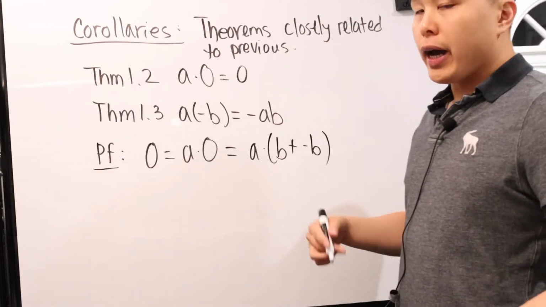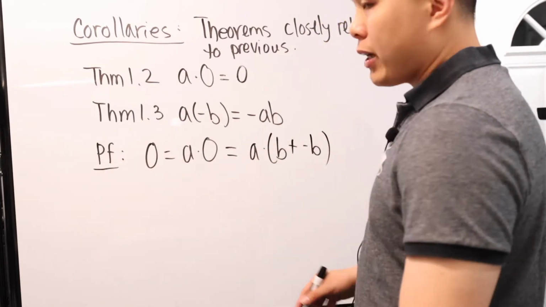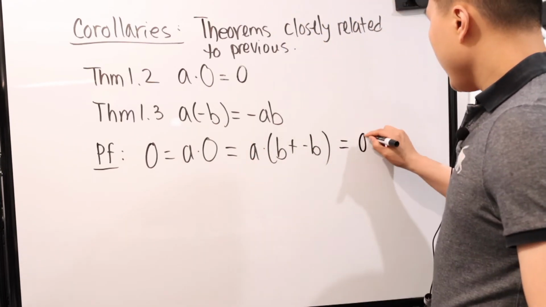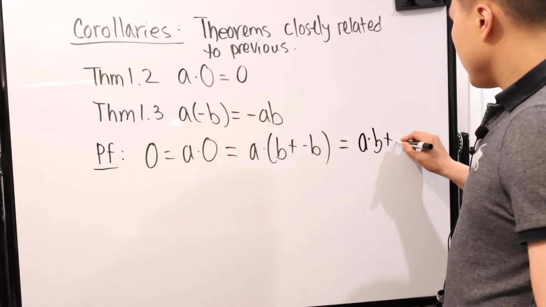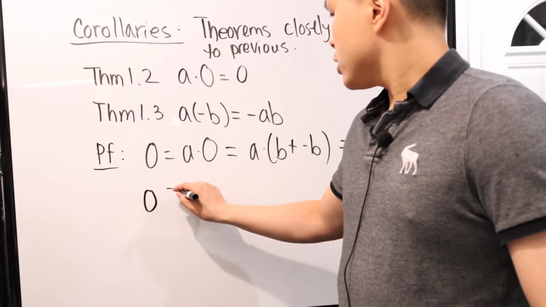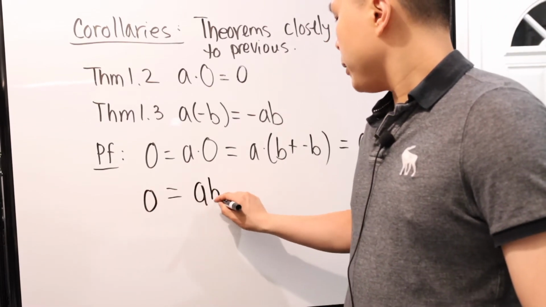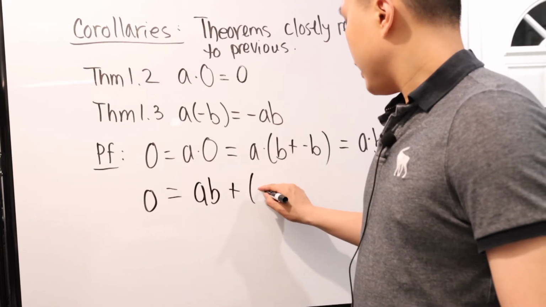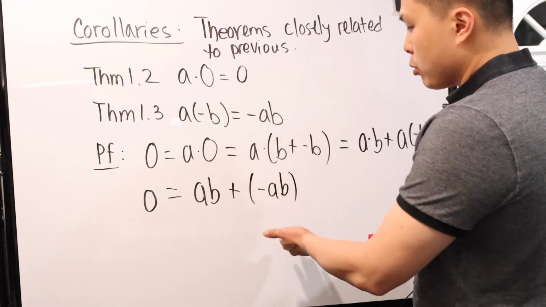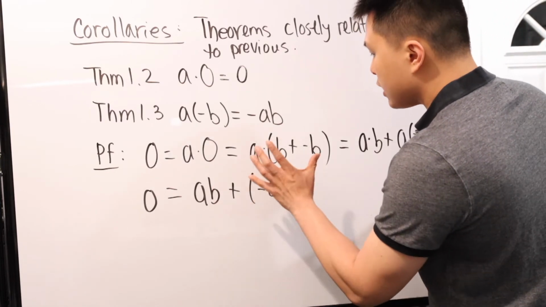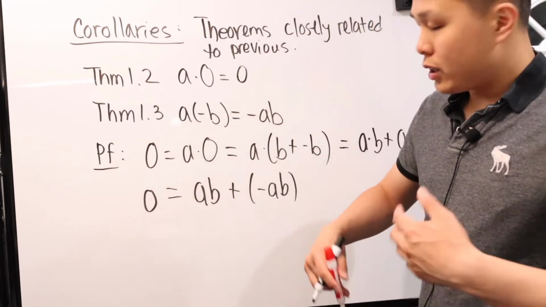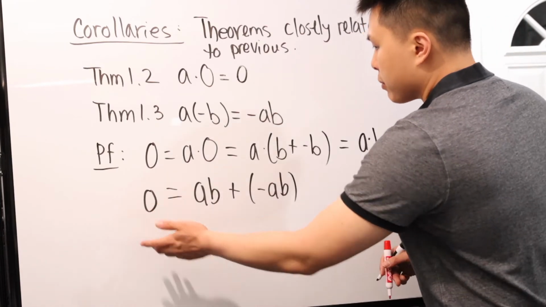Okay, and of course we have the distributive property, which is a different axiom. I didn't write it all out, but it's an agreed upon axiom that allows us to write a times b plus a times negative b. We also know 0 equals ab plus negative ab, just by the definition of negative numbers, right? This negative ab is the negative of ab. So by axiom 6a, or the definition of negative number, these guys add together to become 0.